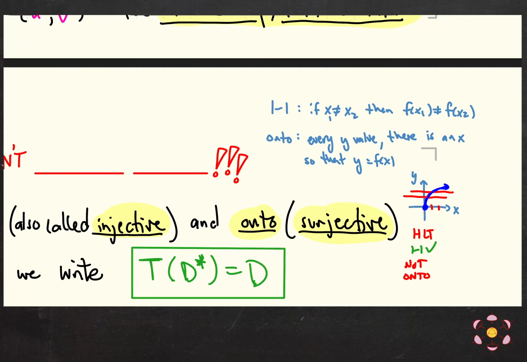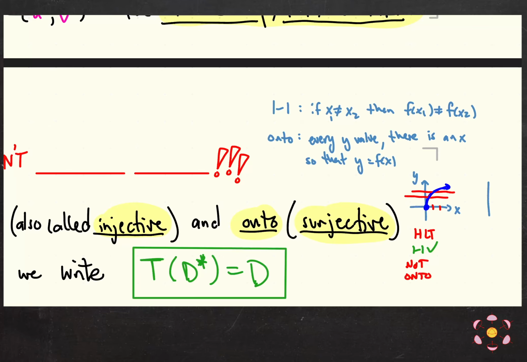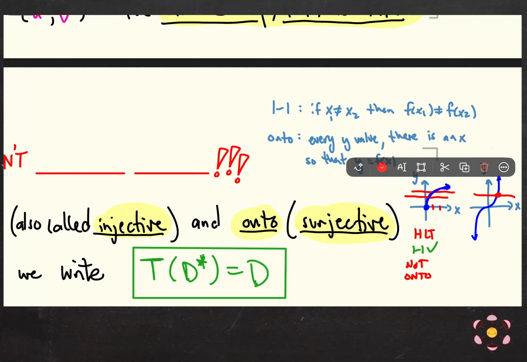Okay, so let me give you an example briefly of a function that is both one-to-one and onto. A good example of this would be x cubed. When you look at x cubed, it clearly passes the horizontal line test. All horizontal lines pass the graph of the function once. And it also is onto in that if you imagine sliding the horizontal line up and down, every single y value would eventually be targeted by some x value. So this would be one-to-one check, onto check.